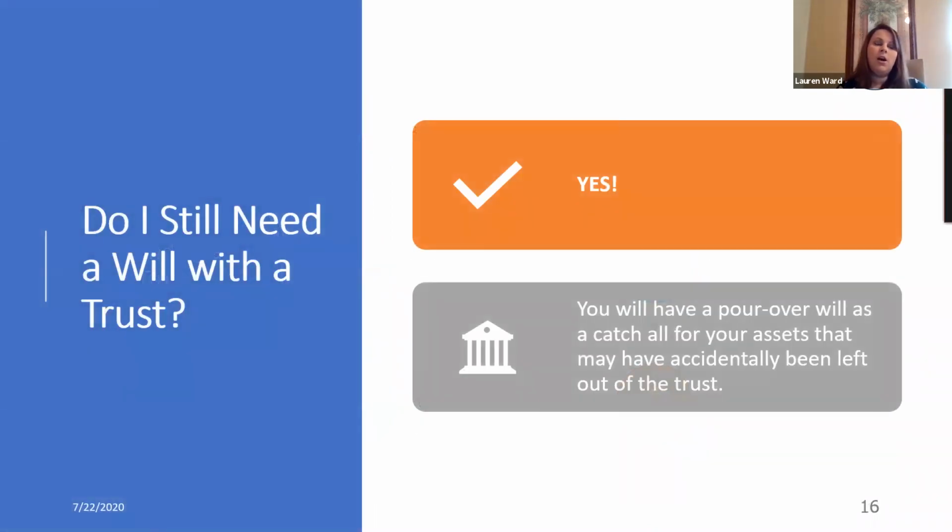The next question I always get is, so I've set up a trust, do I need a will still? And the answer is yes. You will have what's called a pour-over will. So in case we forgot to fund something into the trust, the will will be used at your death to fund what's forgotten into that trust, so your assets can be distributed the way you'd want them to be distributed through the trust.